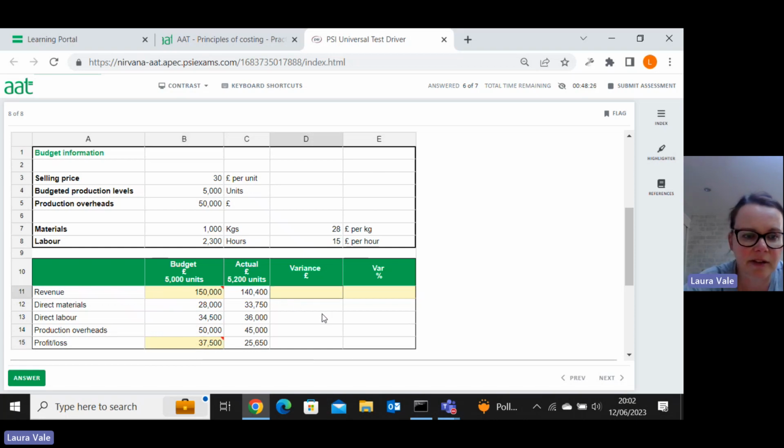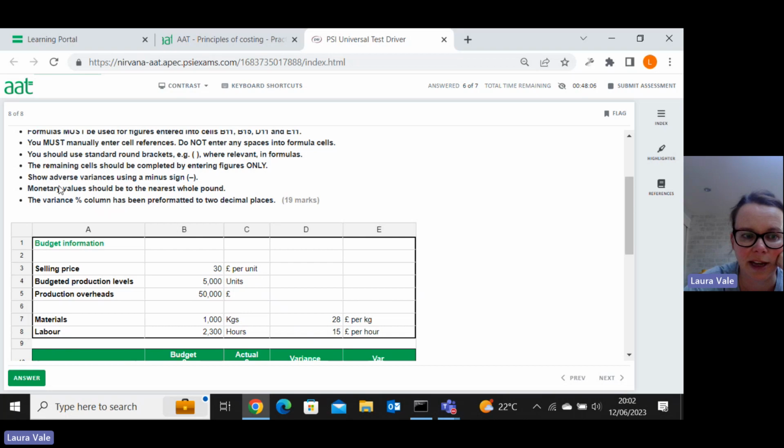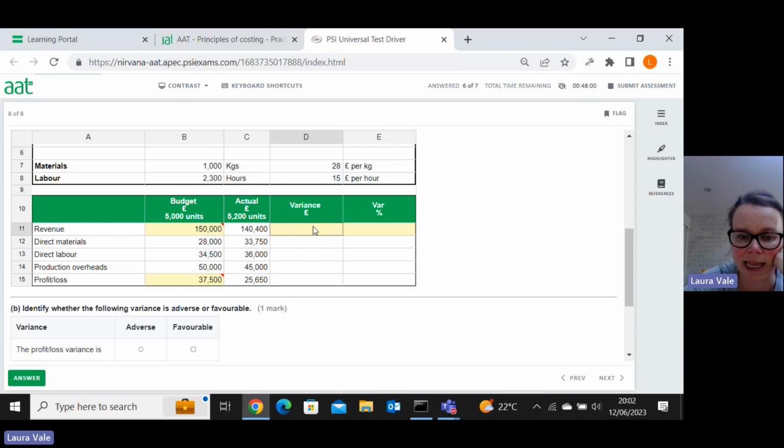So then we come to the variance. So we've got budgeted revenue, actual revenue. I'd start by thinking, well, I haven't sold as much, I haven't got as much revenue as I hoped. So I've got an adverse variance. So I need to do a formula here to make sure that this comes out with a minus number, because it said show adverse variances with a minus sign. To get a minus number here, I've got to do the smaller number take away the bigger number. So equals C11 subtract B11, which gives me the minus for the variance.